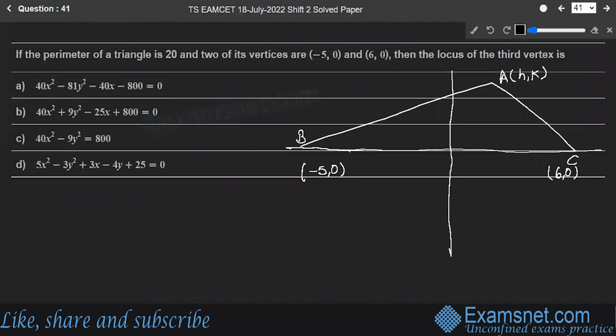Question number 51. If the perimeter of the triangle is 20 and two of its vertices are minus 5, 0 and 6, 0, then the locus of the third vertex is.